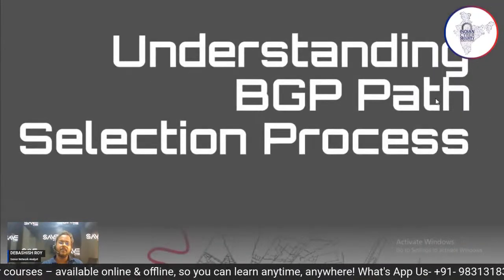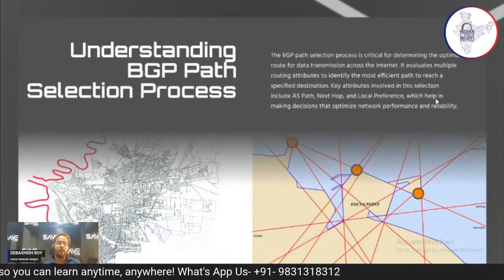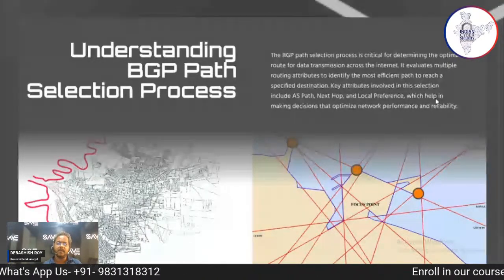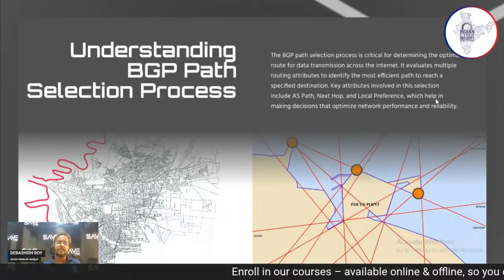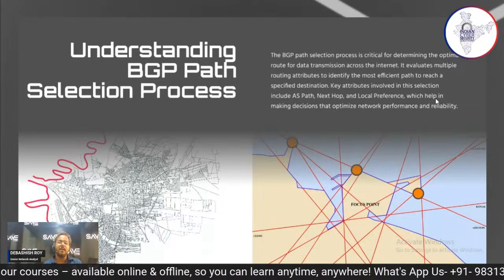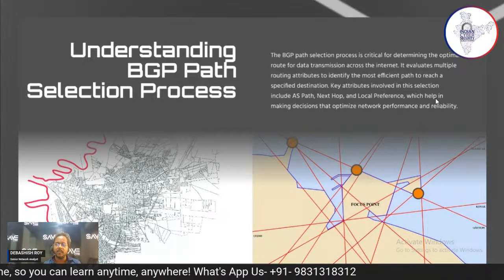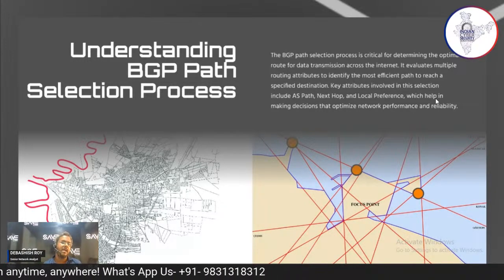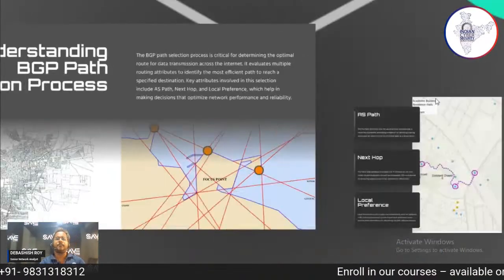Now you have to understand the BGP path selection process also. This is very important and critical for determining the optimal route for data transmission, and it evaluates multiple routing attributes because it is not dependent on a single attribute. You cannot say bandwidth, delay, or cost, reliability, MTU. No, this is not about the K values. It is about the next hop, local preference, weight, MED. These are the factors for the route selection.